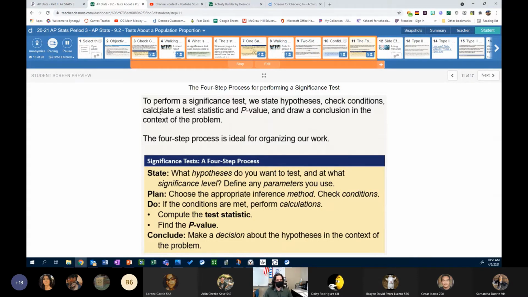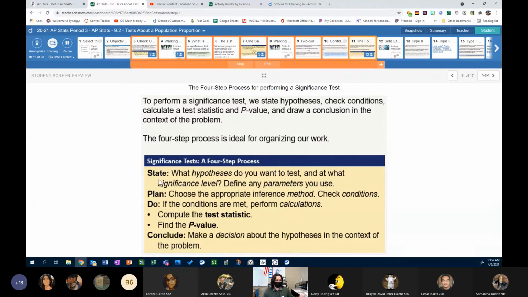To perform a significance test, we state hypotheses, check conditions, calculate a test statistic and p-value, and draw a conclusion in the context of the problem. The 4-step process is ideal for organizing our work. Essentially, we always should be using that 4-step process when we're asked to test our hypothesis. This is the 4-step process for significance tests. This has to do with proportions or means, so we'll use the same 4-step process in section 9.3.